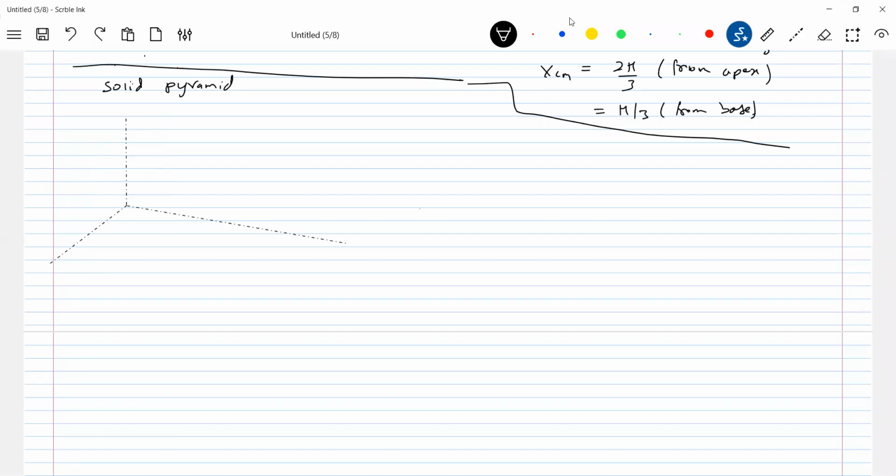I'll try to draw some better diagram. Meanwhile, you can try it. Solid pyramid, square base of height h. You have to find out the center of mass of this one. It is like this.